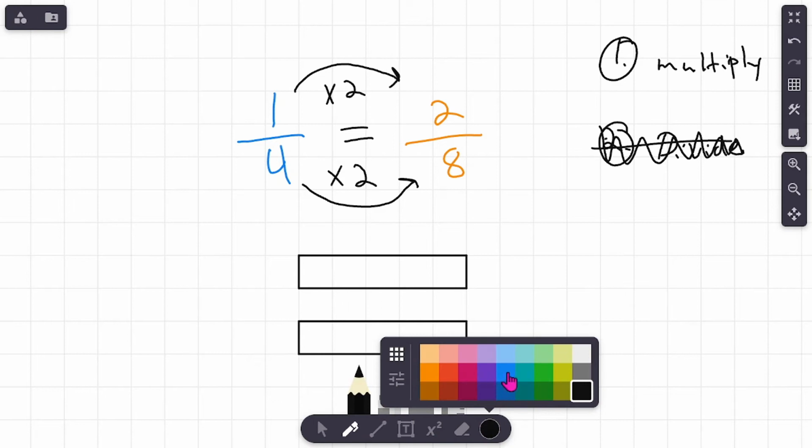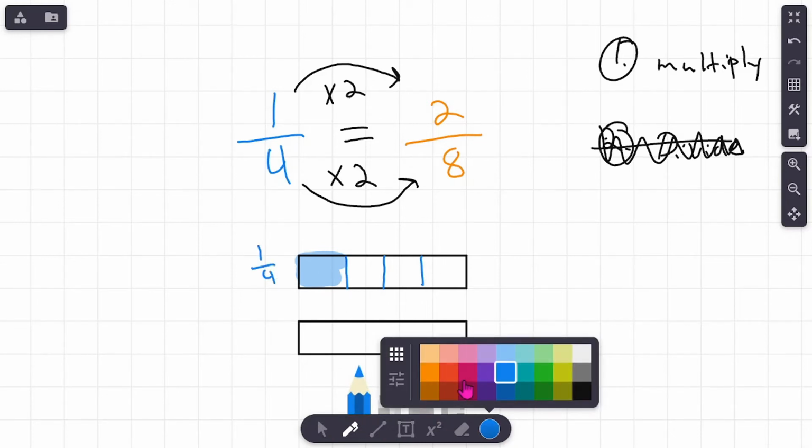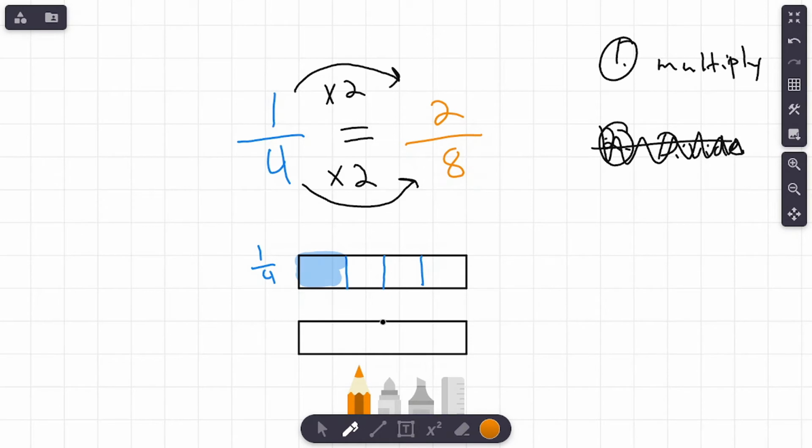The top one I will do as 1/4. 1, 2, 3, and 4. Going to color in 1/4 of it. There we go. So here is 1/4, and then on the bottom one I will do 2/8. Make sure I get this set up right. 1, 2, 3, 4, 5, 6, 7, 8. I need to color in 2 of them.